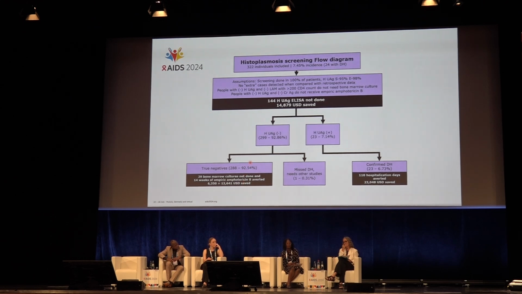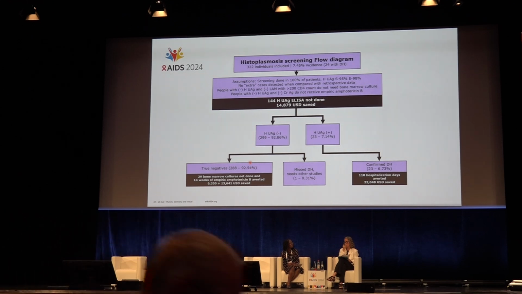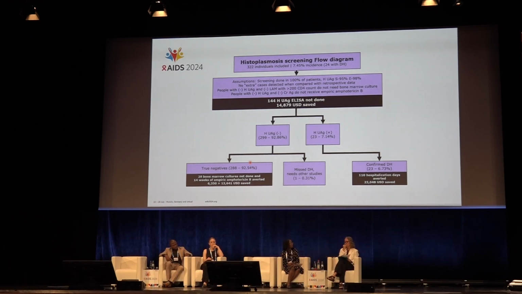And finally, we have some other group of individuals in which we have them come in and they need to be hospitalized for their workup, but we don't really know that they have histo until a couple of weeks after they've been in the hospital. So if we could know that these individuals have histo from day one, we could also shorten their hospital stay and also save money. This amounted to more or less 23,000 USD.